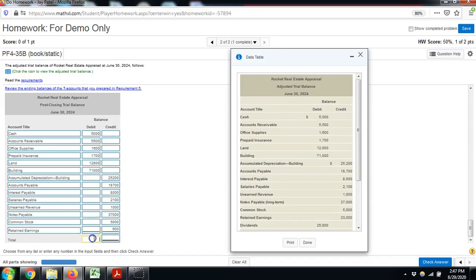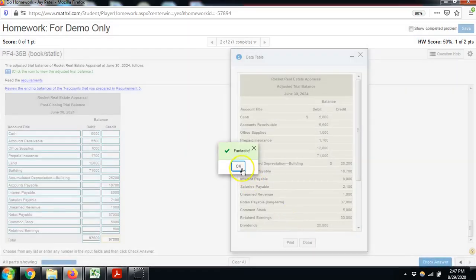Okay, so now when we add up our debits and credits, they should be equal to each other. Okay, that's it.